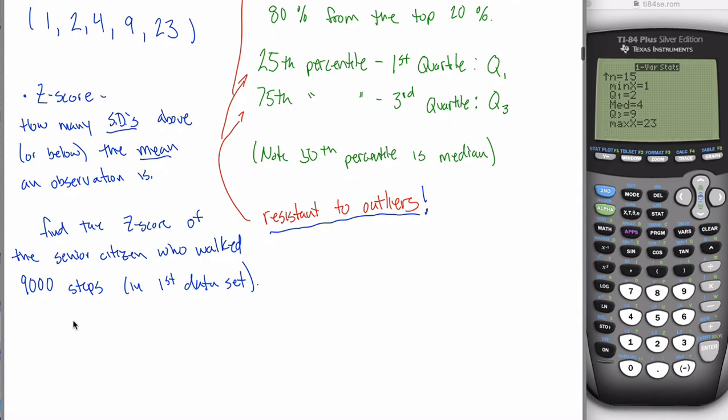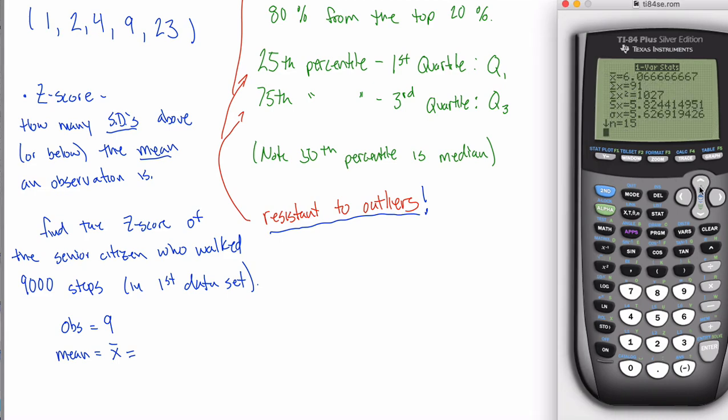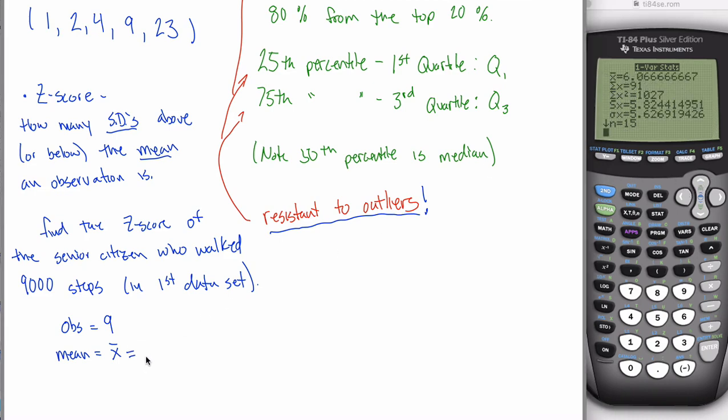So I need to know the observation, 9 in this case, the mean, which is a sample mean, so we use the symbol x bar, and that was given in one variable statistics here. It's 6.07 if we're rounding to 2 decimal places. And then I need to know the standard deviation. It's the sample standard deviation, so we might as well get comfortable with the symbols. That's the letter S. If I'm rounding that to 2 decimal places, it would be 5.82.